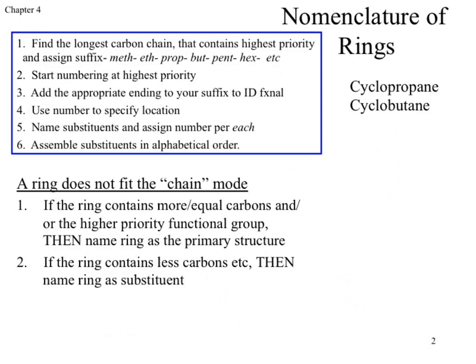Okay. So nomenclature of rings, as we already kind of alluded to when we looked at our ring structures, the naming changes a little bit. If we've decided that our ring is the primary functional group, we will name our main chain after the ring. So we will only count the carbons within the ring as part of our name. We'll count out those carbons and then name it as the appropriate structure. So cyclo to represent that it's a ring, however many carbons with our Greek prefix, and then the ane ending, at least at this point, for our alkanes.